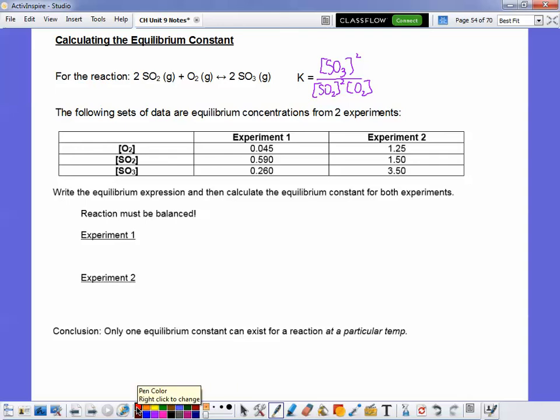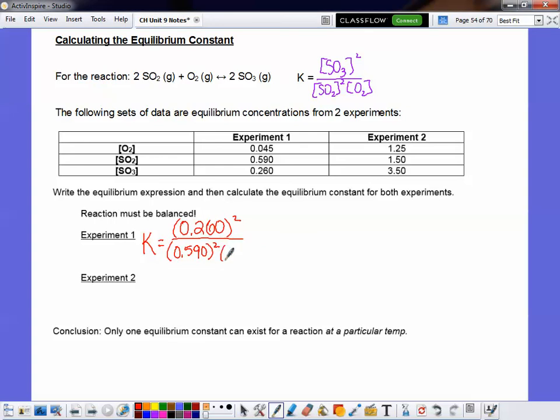So I'm going to set up both problems once you start calculating. So for experiment 1, we're going to have K equals SO3 is 0.260. We're going to have to square that. SO2 is 0.590. We're going to have to square that times 0.045 raised to the first power. Make sure you're multiplying and dividing properly.